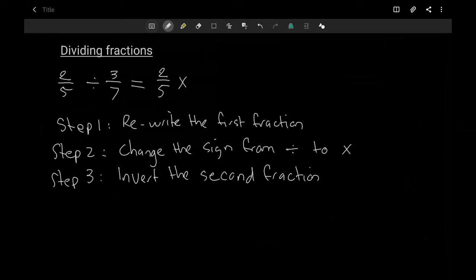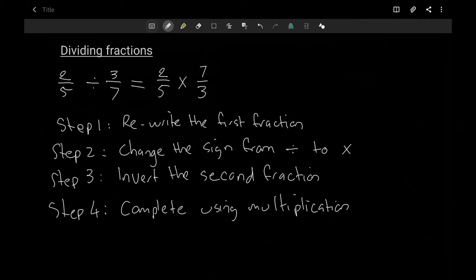The third step would be to invert the second fraction. So let's do that. The second fraction, as you see, is 3/7. So when you invert it, it becomes 7/3. The final step would be to complete the problem using multiplication. So, as you know, top times top over bottom times bottom. So the top is 2 times 7. The bottom is 5 times 3. So 2 times 7 is 14. 5 times 3 is 15. And there's your answer, 14 over 15.